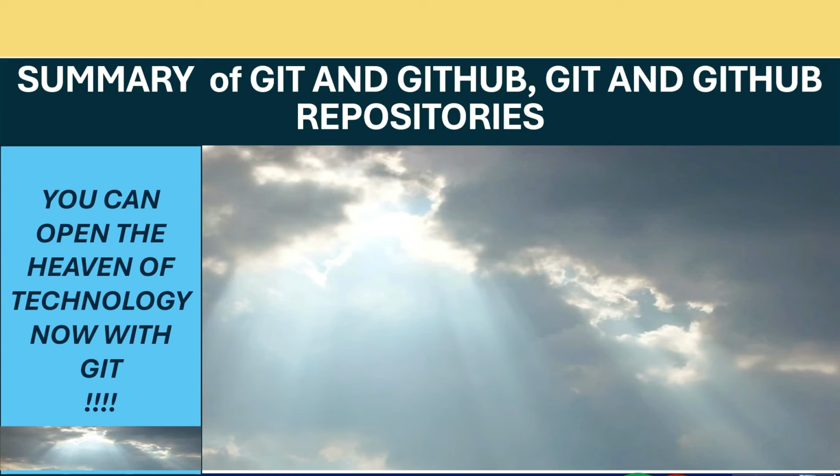I thought of giving you the summary of Git and GitHub repositories, because these are the most powerful tools we have out there, not just for controlling version, but to provide a good, enabling environment for programming, especially when you're working in a team. It makes life very easy for us to share our codes and work together seamlessly without any problem. And that's why I say you can open the heaven of technology now with Git. It is that important. Very simplistic, but powerful enough for us to enjoy its beauty.